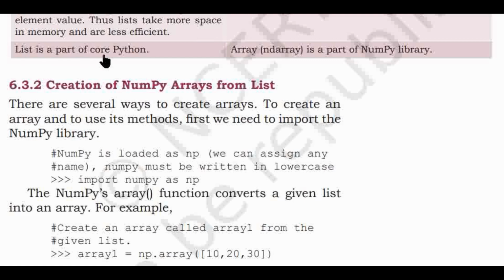List is a part of core Python. Array: ndarray is a part of the NumPy library.